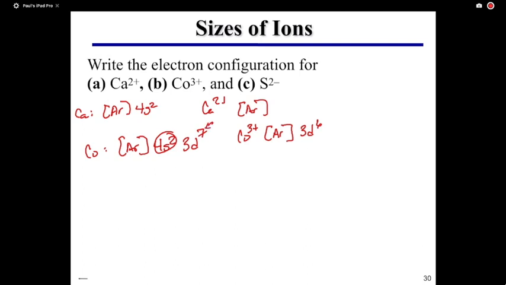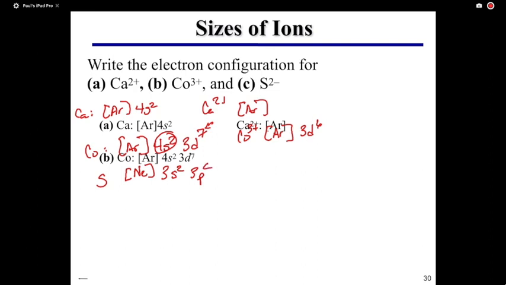Sulfur, on the other hand, looks like this: neon 3s2 3p, 1, 2, 3, 4. Sulfur 2 minus is neon 3s2 3p6, which can be written a different way. It looks like argon.